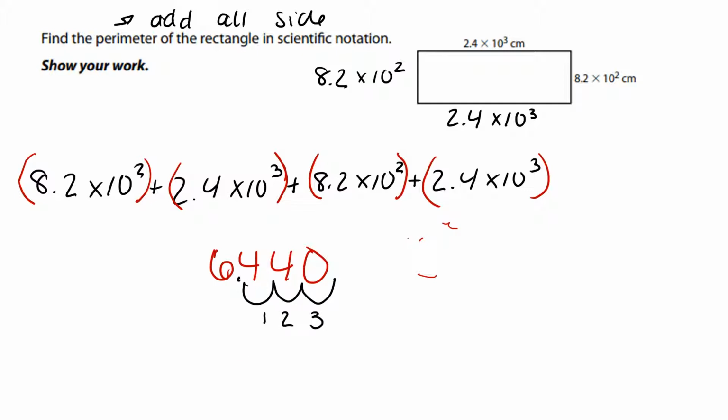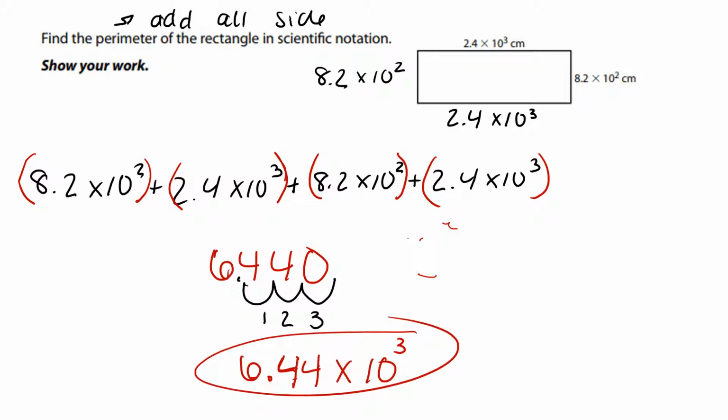When we write our answer, we do not write the 0. So we simply write 6.44 times 10, and our exponent is 3. We moved the decimal 3 times.